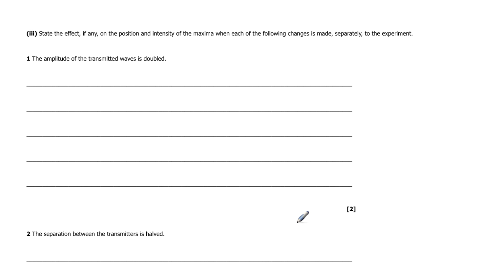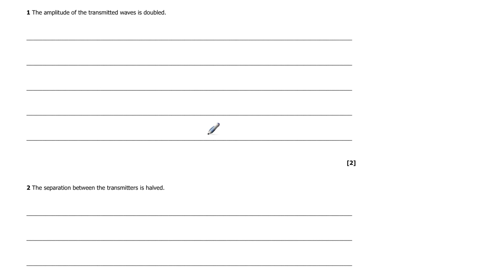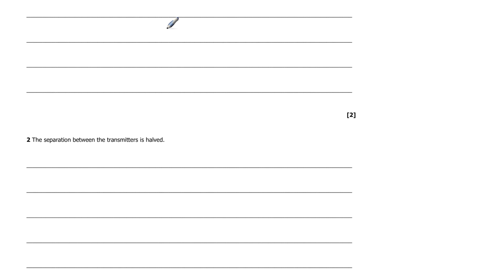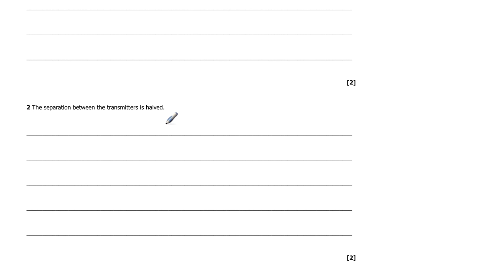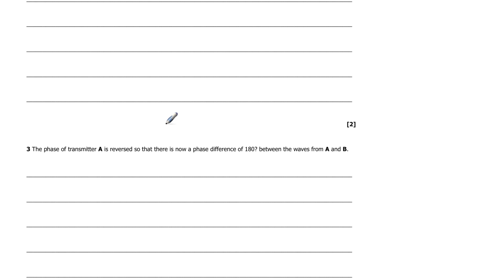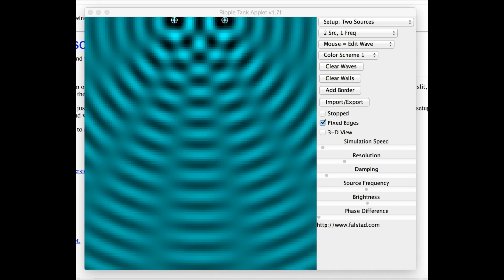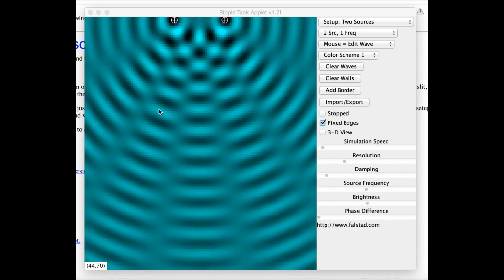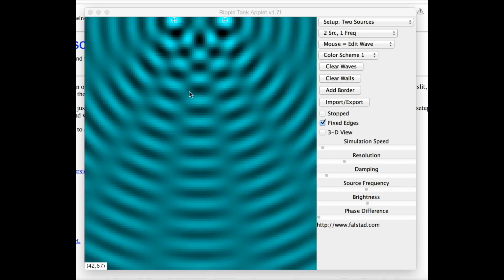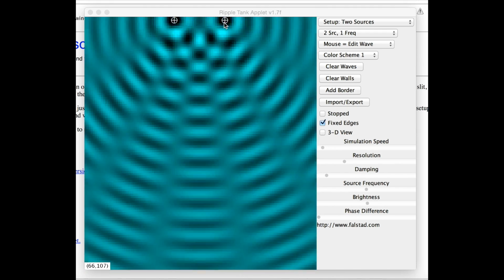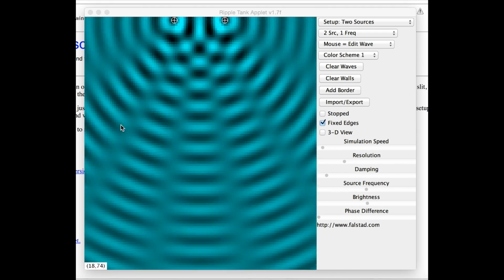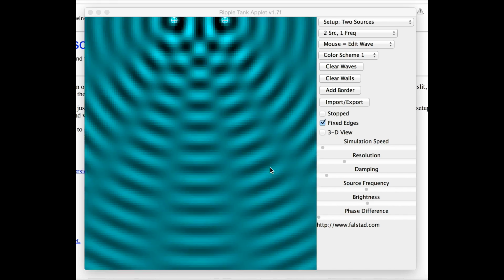State the effect, if any, on the position and intensity as the following are changed. We're first going to look at the amplitude of the transmitted waves being doubled, then the separation of the transmitters being halved, and then the phase being reversed. This simulation here is showing 2 wave sources and the interference pattern that they produce. This is one of our microwave transmitters, and then this is another, and this is representing the interference pattern that it's producing.